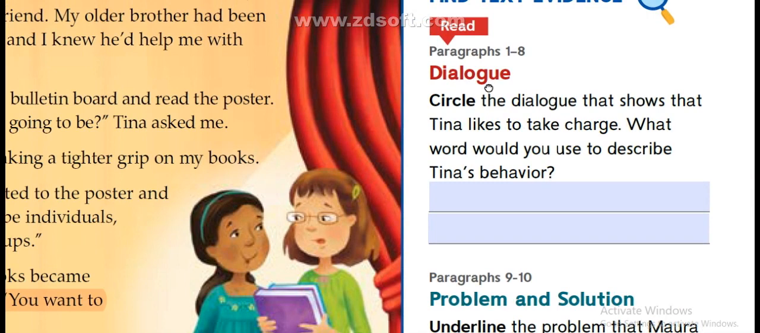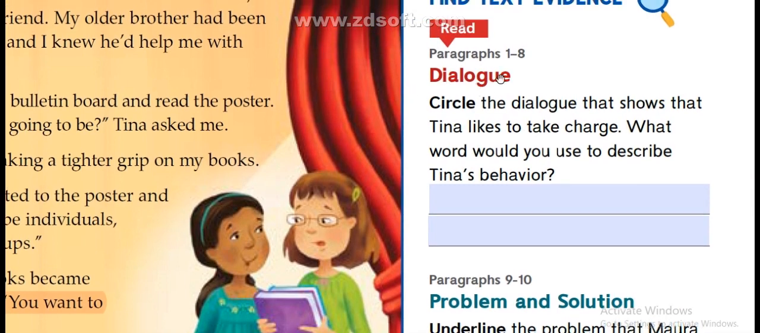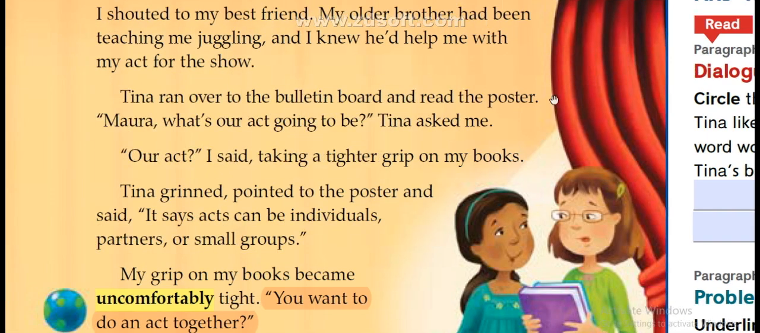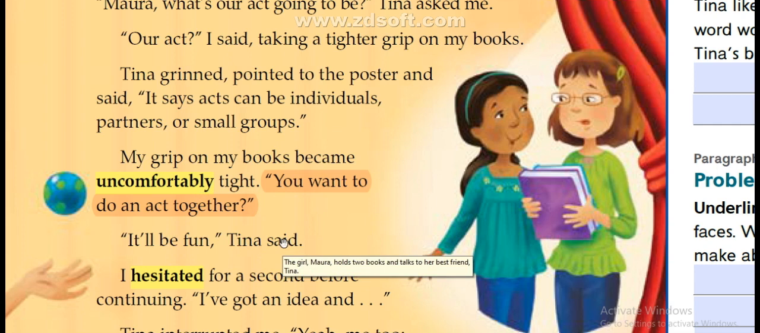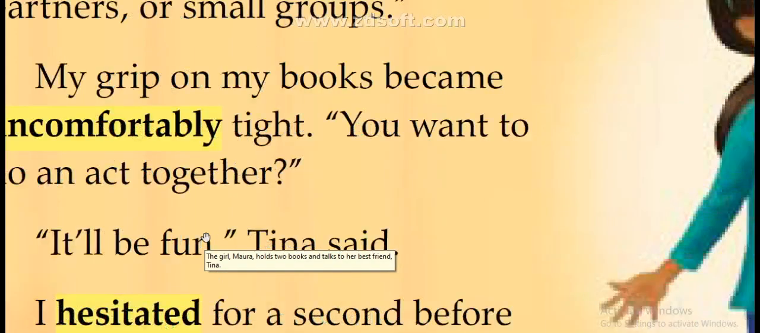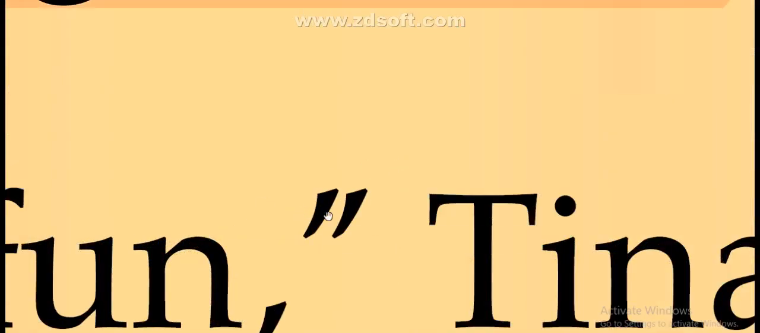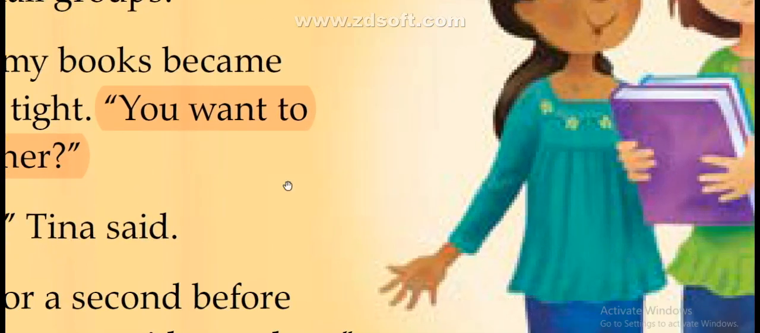which has this title, dialogue. And I've explained dialogue just now, right? I told you dialogue is when there are two or more characters talking to each other. For example, here, "You want to do an act together? It'll be fun," Tina said. So this is a conversation happening between these two girls. This is called a dialogue. When two or more are talking together, this is a dialogue. And I told you usually we put the quotation marks between the sentences.